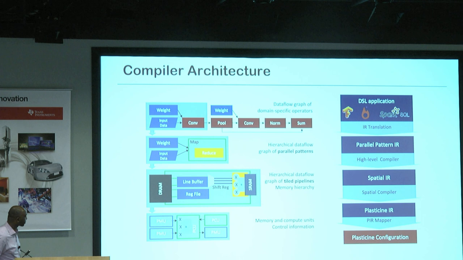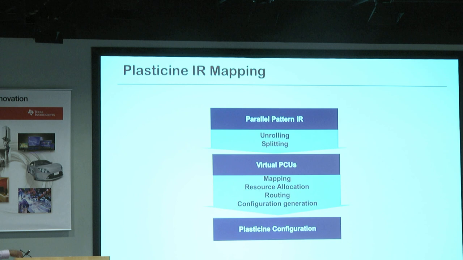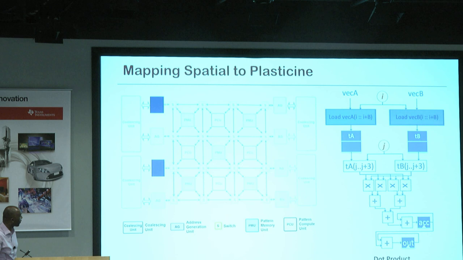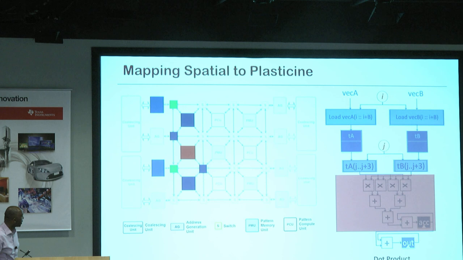Okay, so coming down our compiler stack then, we go from the spatial compiler, we're going to generate some Plasticine IR, which maps to Plasticine. And so the key thing that we do in the Plasticine compiler is we go from a virtual space of PCUs and PMUs to a physical set of PCUs and PMUs, which match the particular requirements of the hardware that we are mapping to, and we come up with a configuration. So as an example, here's a mapping of dot product to Plasticine, right? The load elements get mapped to the address generation units. The tiles get mapped to the PMUs. The compute gets mapped to the PCUs. And of course, the interconnect is the thing that connects the pieces together, okay?